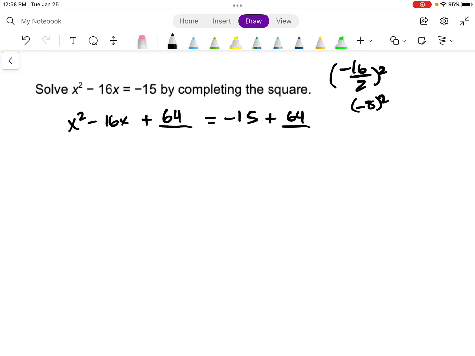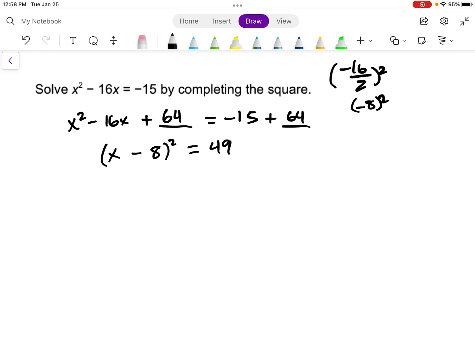Okay, this side over here is a perfect square. That's what we were trying to do. That's x. What do I square to get 64? That's negative 8. Over on the right side, I add those together. Negative 15 plus 64 is 49.